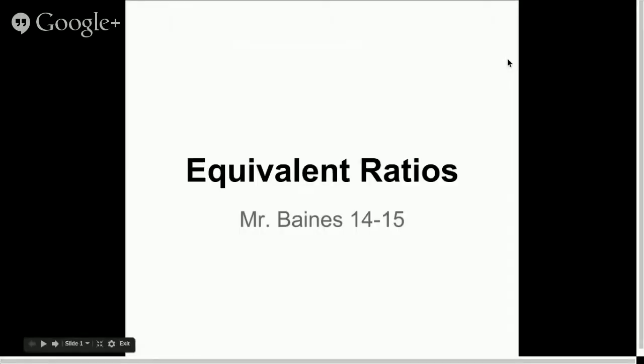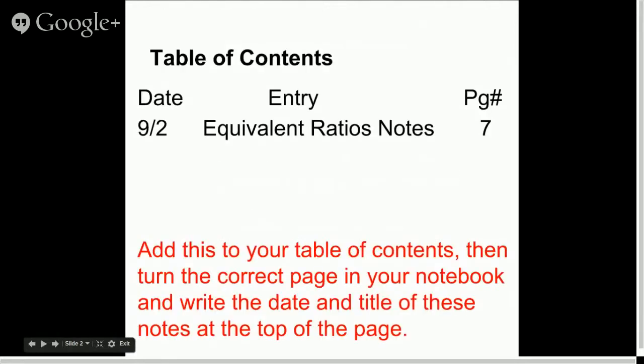First thing you're going to need to do, add it to your table of contents. So please add this to your table of contents. That date is not right, but the page number should be close. Go ahead and pause it. All right, let's get started.